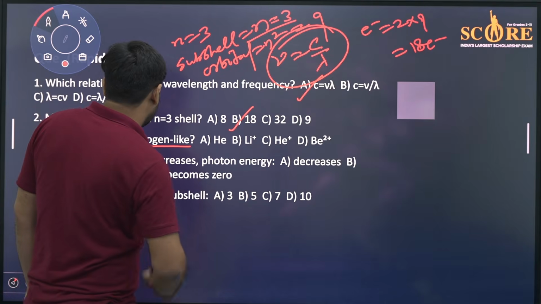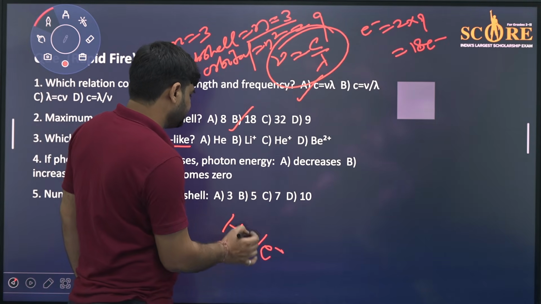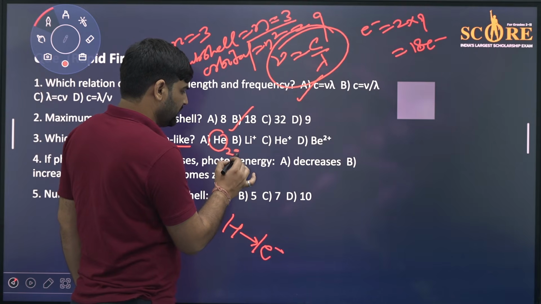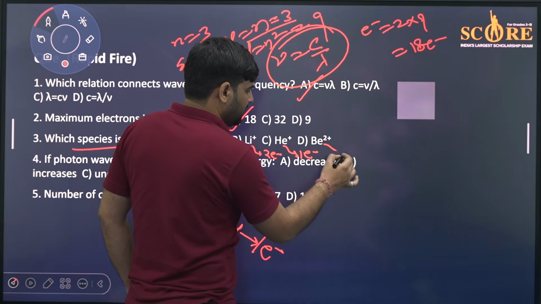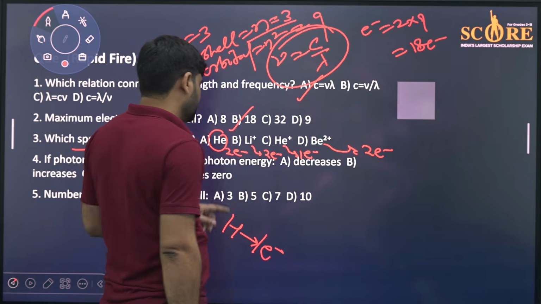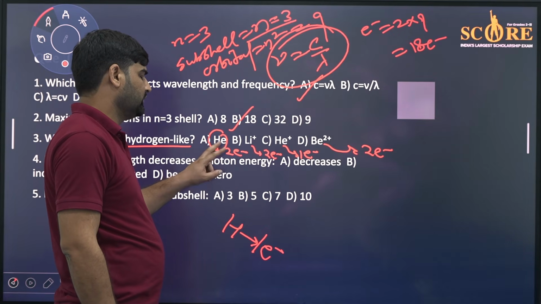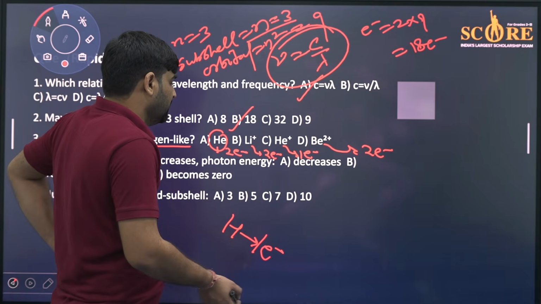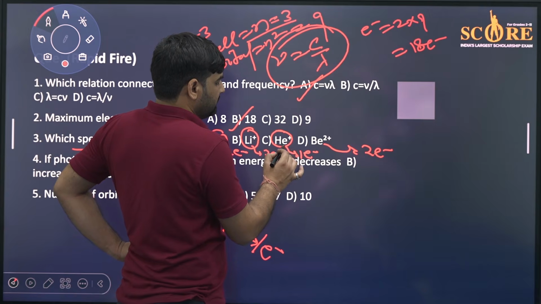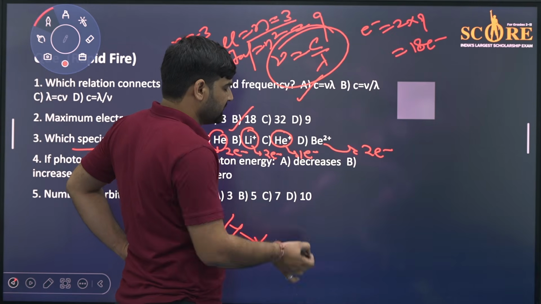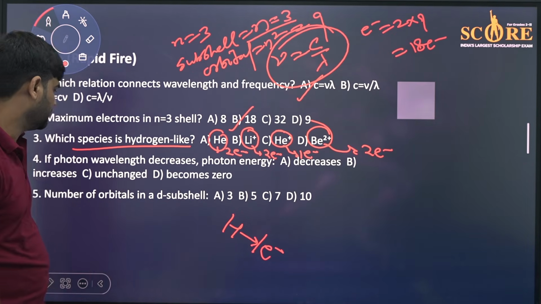Which species is hydrogen like? Hydrogen like means it has 1 electron only. This is considered 2 electrons. This is also considered 2 electrons. This is 1 electron and this is 2 electrons. You know Z of all these elements. Helium has Z 2, electrons also 2. Lithium has Z 3, Li plus has 2 electrons. Helium plus has Z 2 with 1 electron, meaning 1 electron is lesser. And beryllium has Z 4, with 2 electrons lesser.